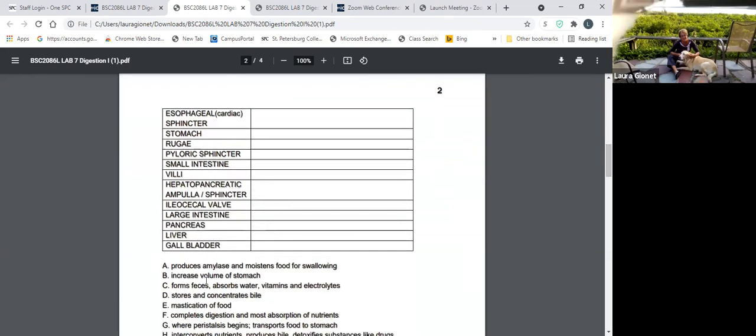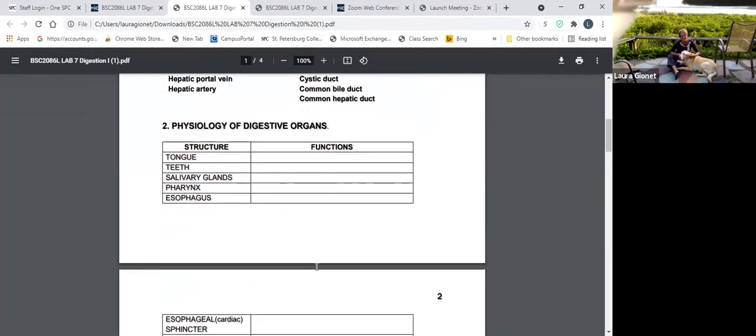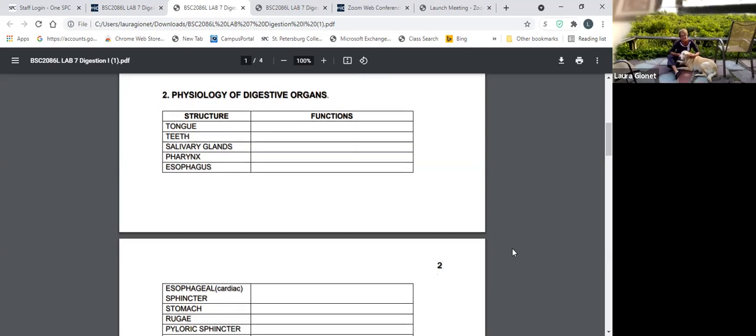Okay, so as usual, we start with the options of the descriptions, and it's easier to then match it to the particular structure. A, produces amylase and moistens food for swallowing. So if we're moistening food for swallowing, we must be in the oral cavity, and so that would be salivary glands. So A goes with salivary glands. We do have three different ones we'll look at: parotid, sublingual, and submandibular, but as a family, salivary glands.